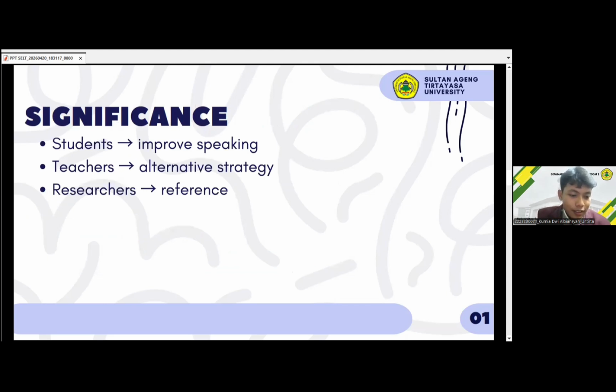This study is expected to give benefits. The first is for students: improve speaking ability and increase confidence, and then improve fluency and vocabulary. And then for the teachers, provide an alternative teaching media, and create more student-centered learning. And for the researchers, become a reference for future studies.